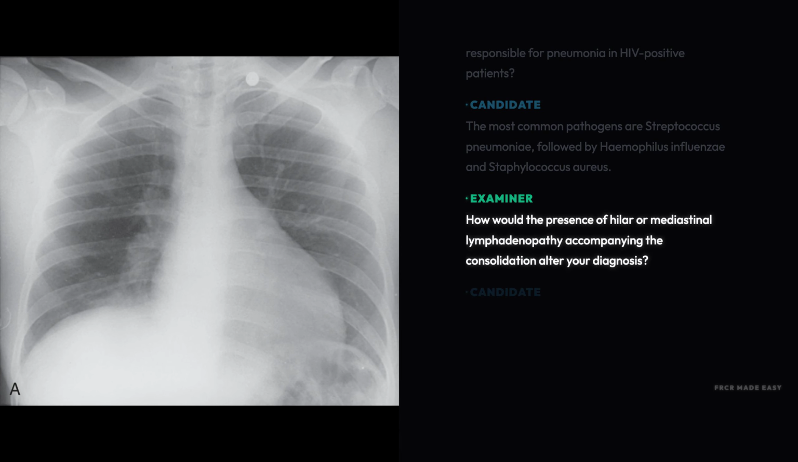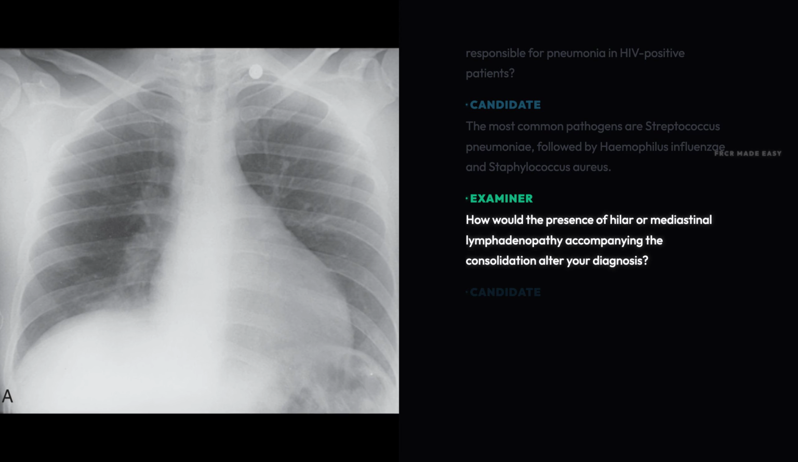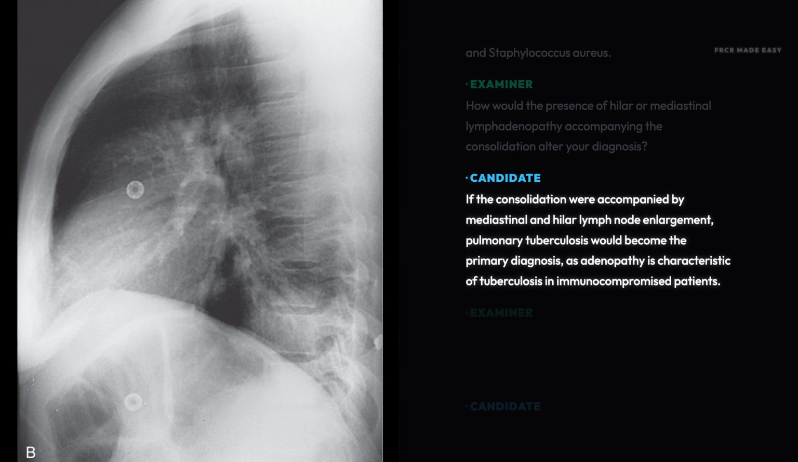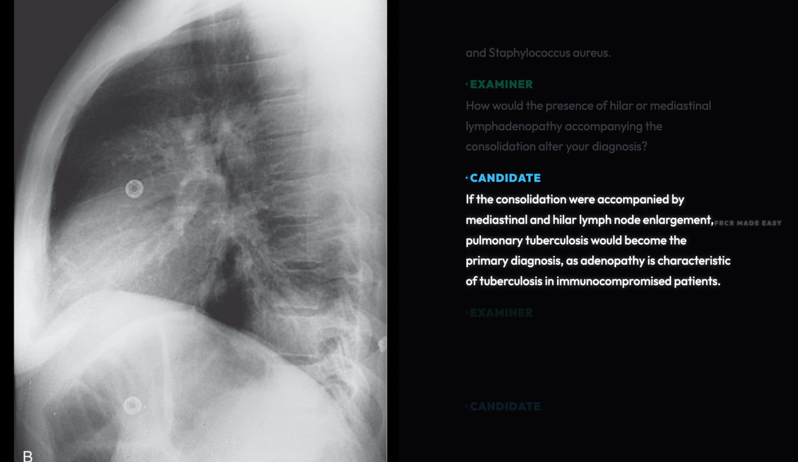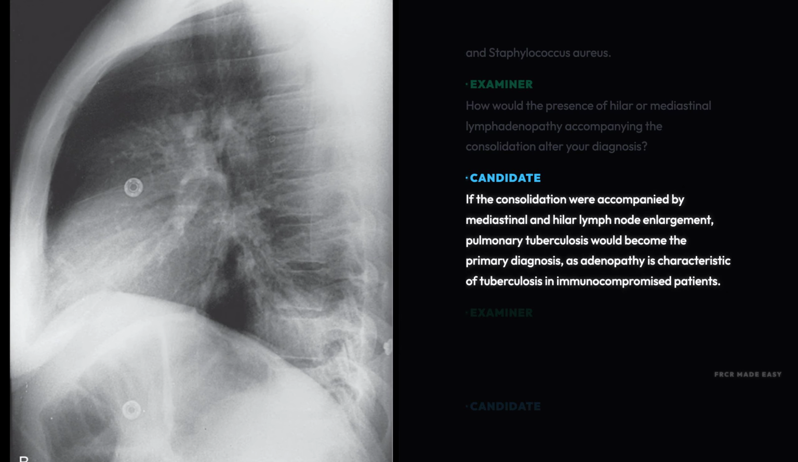How would the presence of hilar or mediastinal lymphadenopathy accompanying the consolidation alter your diagnosis? If the consolidation were accompanied by mediastinal and hilar lymph node enlargement, pulmonary tuberculosis would become the primary diagnosis, as adenopathy is characteristic of tuberculosis in immunocompromised patients.